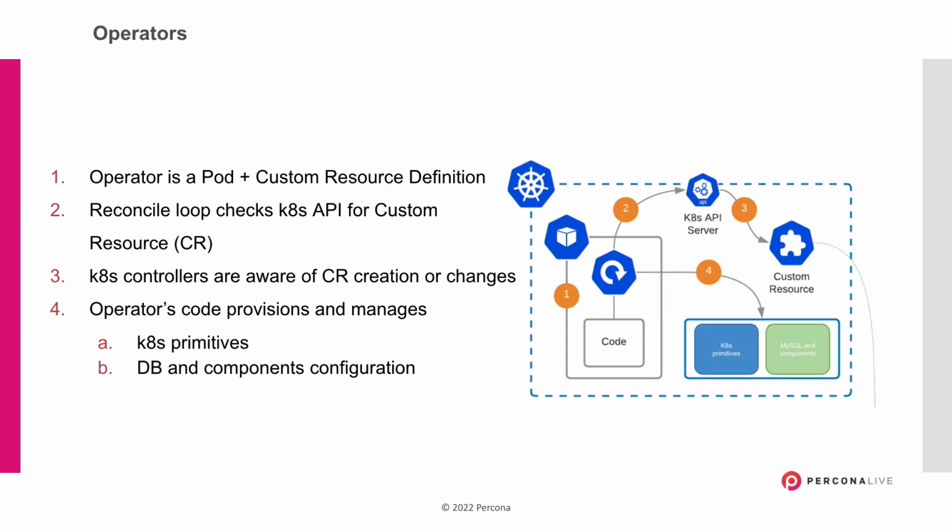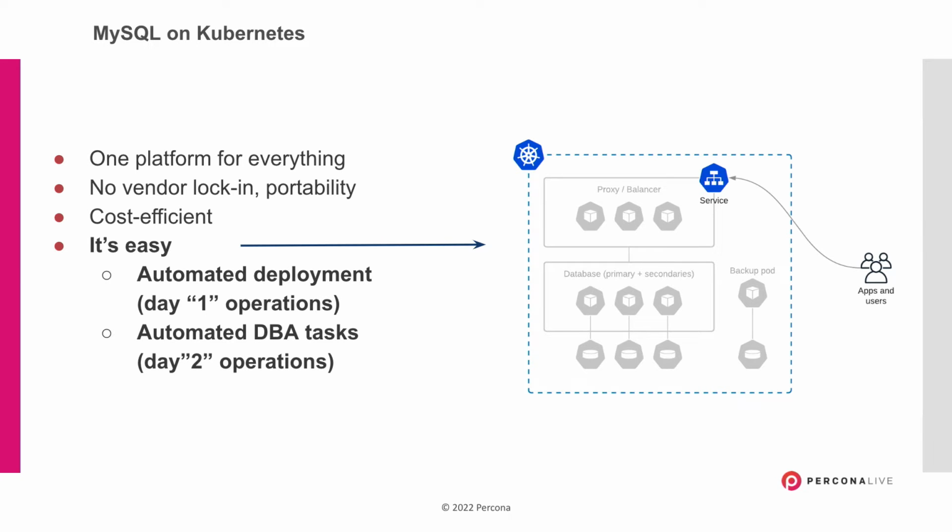So for example, if you tell Kubernetes, hey, there needs to be a resource called MySQL cluster, and it should have five replicas, the operator will see, oh, I don't have this cluster, so let's start making it, and it will deploy all the components that are required for that. So basically, the operator provisions these basic Kubernetes primitives and, in the database context, all database components and configurations.